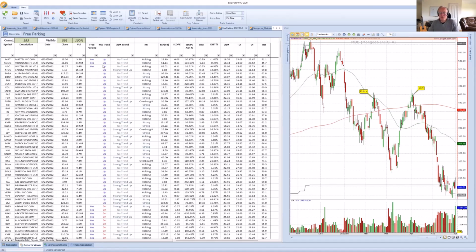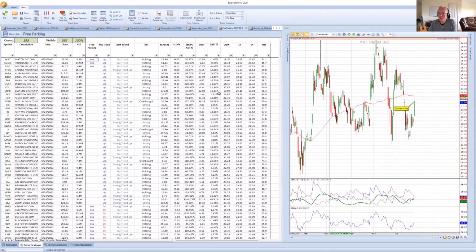Out of the 593 stocks that I ran free parking on, there were only 3 that are in free parking. So it gives you a little bit more information than just whether it is within 2% of a moving average. It also talks about the moving average trend, whether that's up or down. The ADX trend, whether it's trending up or down, strong trend or no trend. And then the RSI, whether that's holding or strong or overbought or oversold. So all that information.